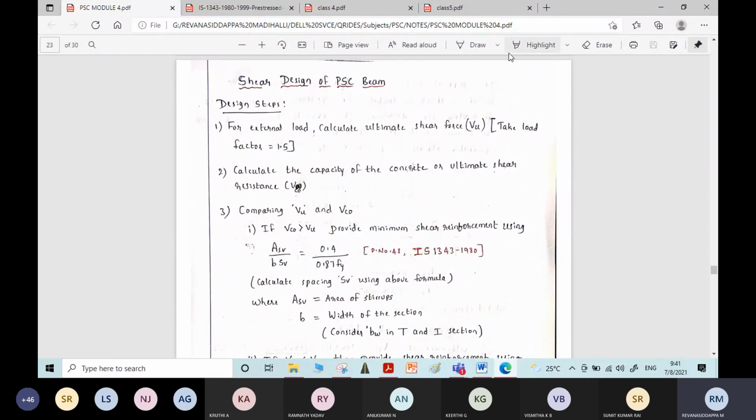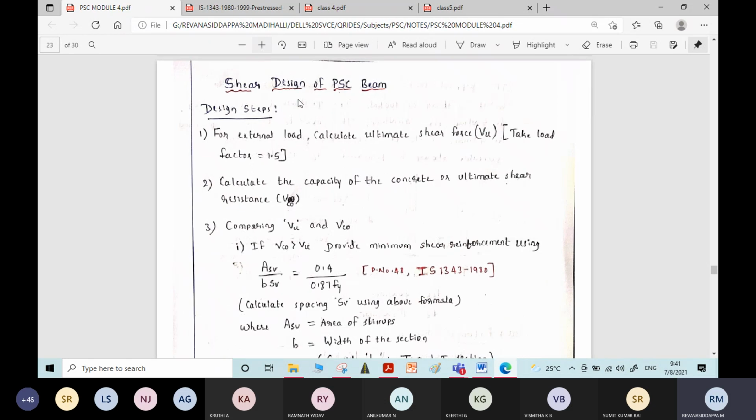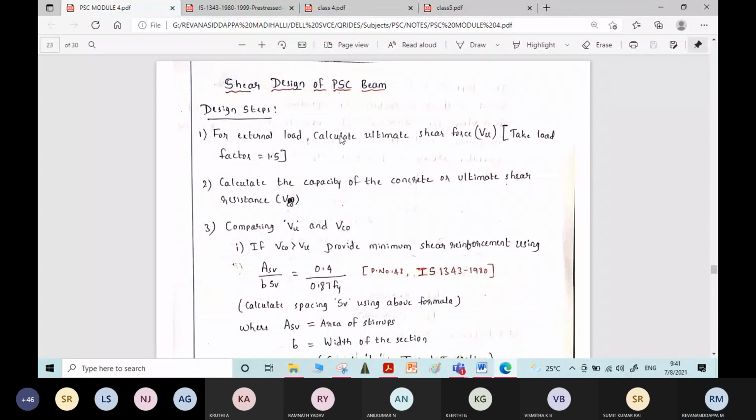And I just noted the various design steps involved for a shear design of PSC slab. First, initially we have to calculate the design shear force, meaning the factored shear force. For that we need to calculate the design shear force, meaning we have to calculate the factored shear force by multiplying by 1.5. Then the next step is to calculate the ultimate shear resistance.